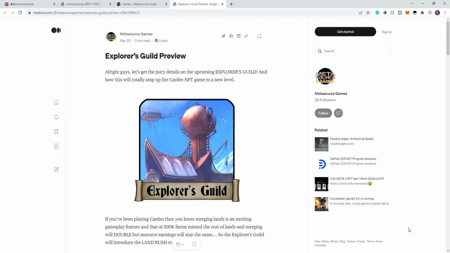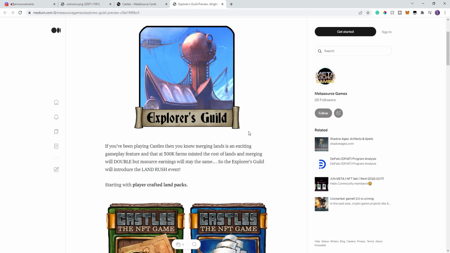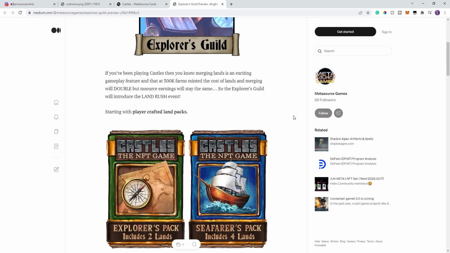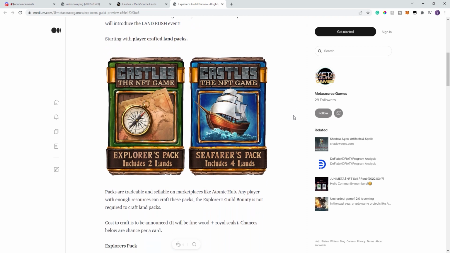including this Explorers Guild. So this is the fourth of the many limited time events, and it kicks off a major event called the Land Rush event. And the neat thing about this Land Rush event is that you can craft your own land packs. They're going to be introducing 2 different land packs. One, the Explorers pack, which gives you two pieces of land, and then the Seafarers pack that gives you 4 pieces of land.